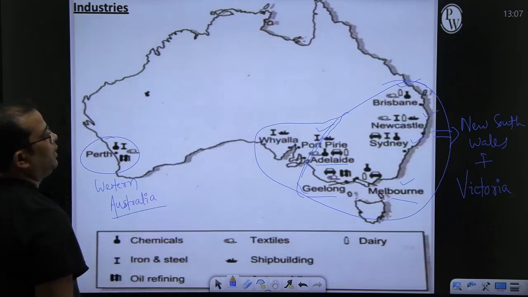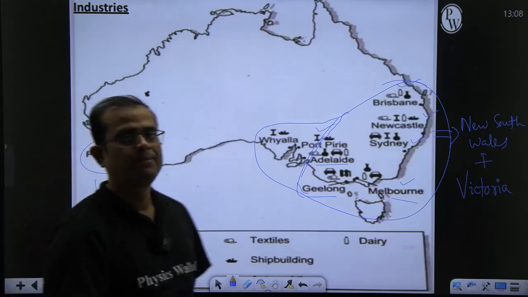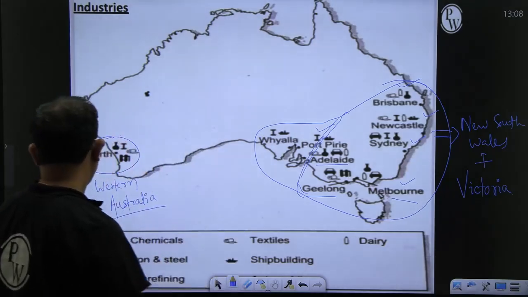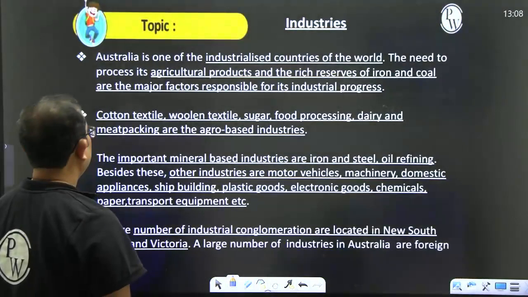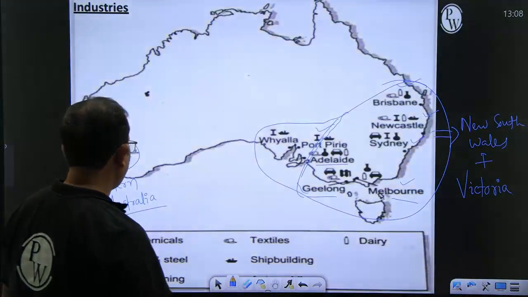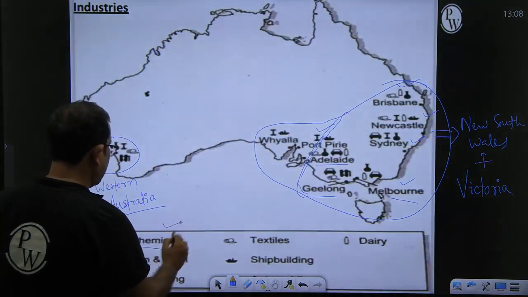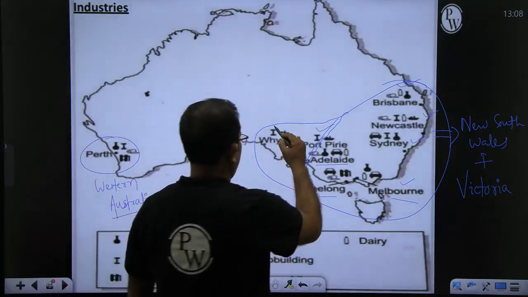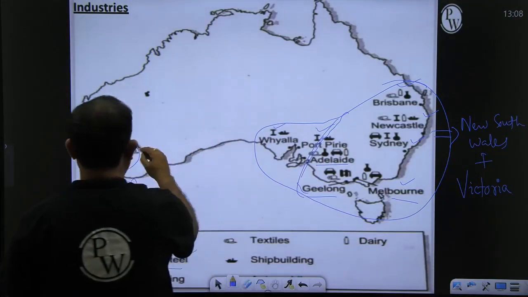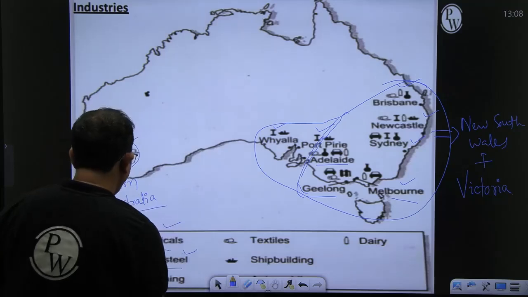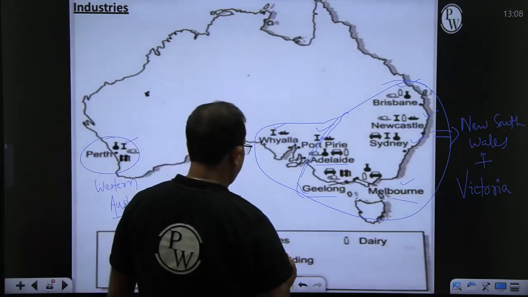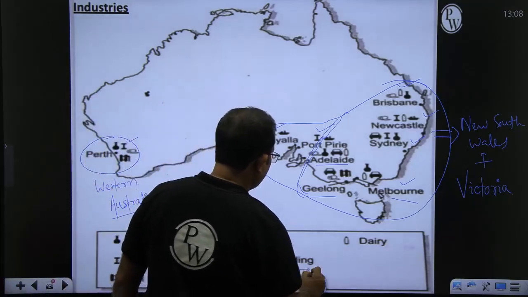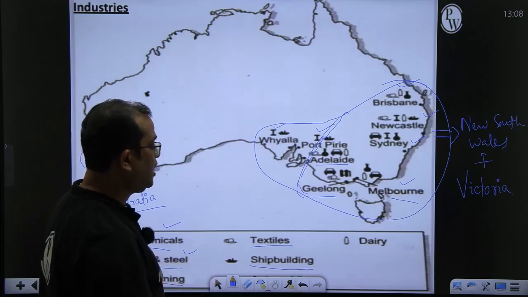Right, Western Australia. See, what are the products there? Basically, the chemicals, iron and steel plant. Wherever there is an I, that is an iron and steel plant. You can see chemicals, iron and steel plant. Oil refinery, you can see the oil refinery. Textiles, shipbuilding.